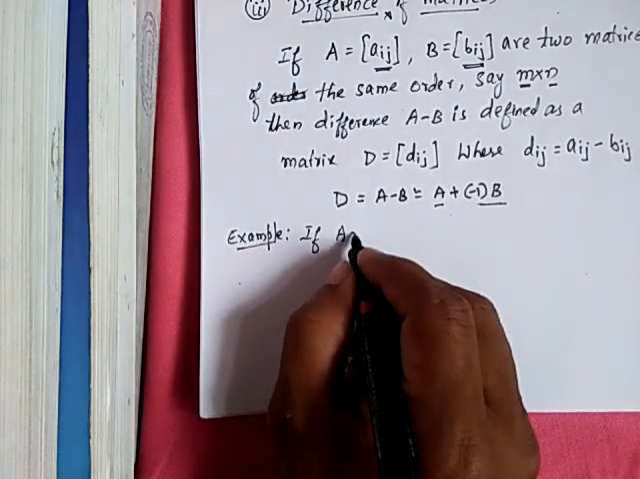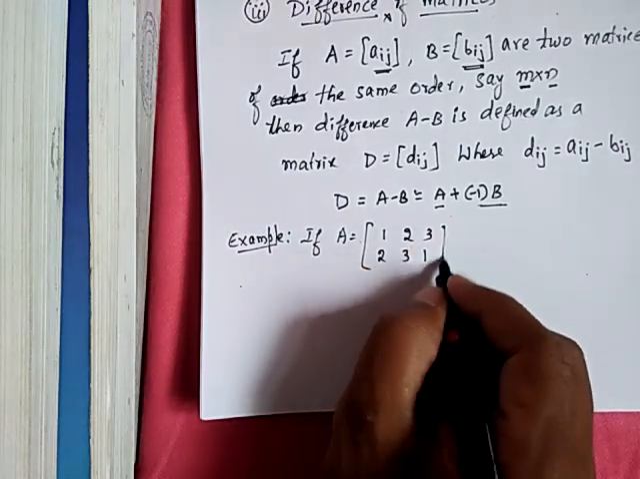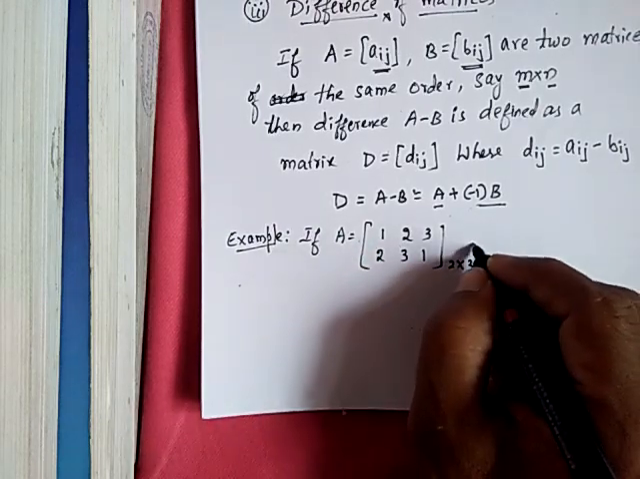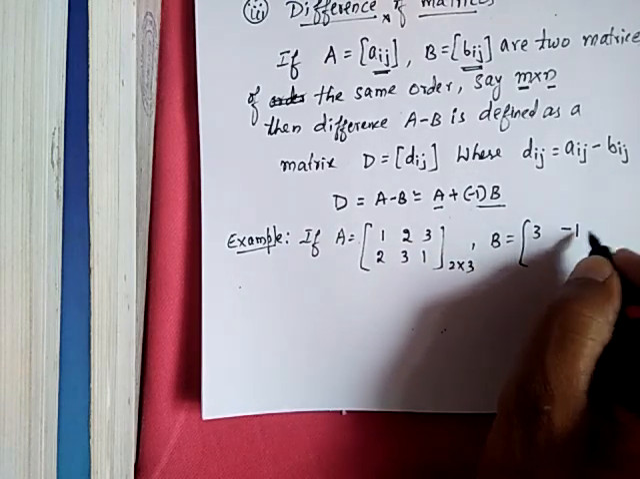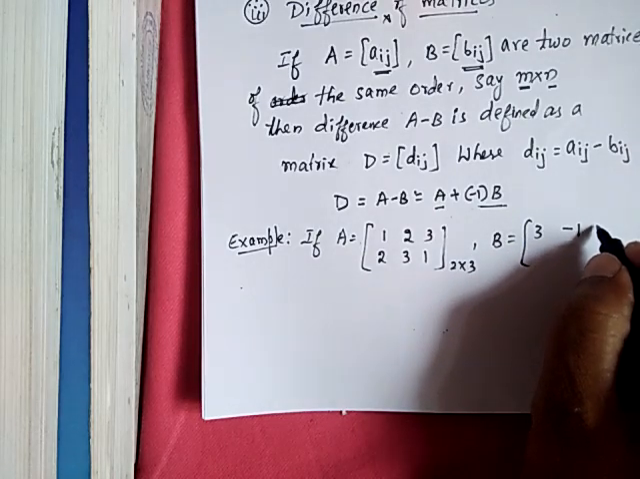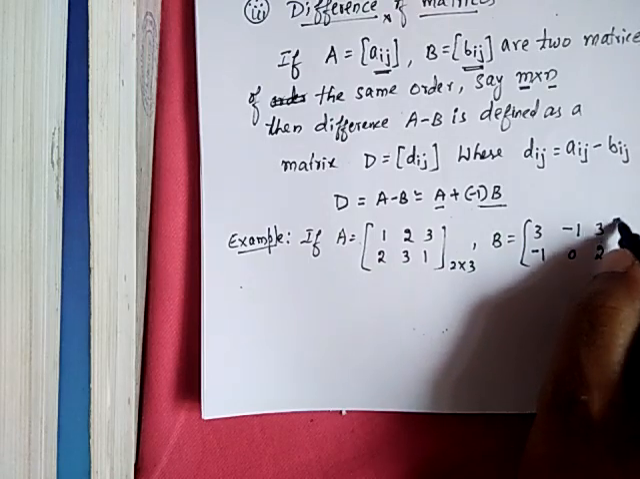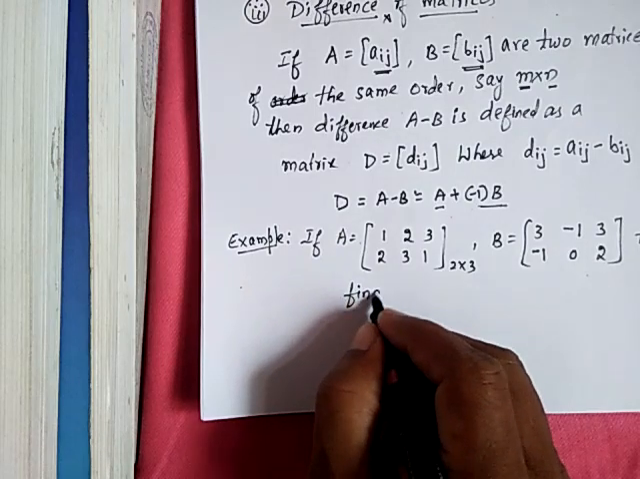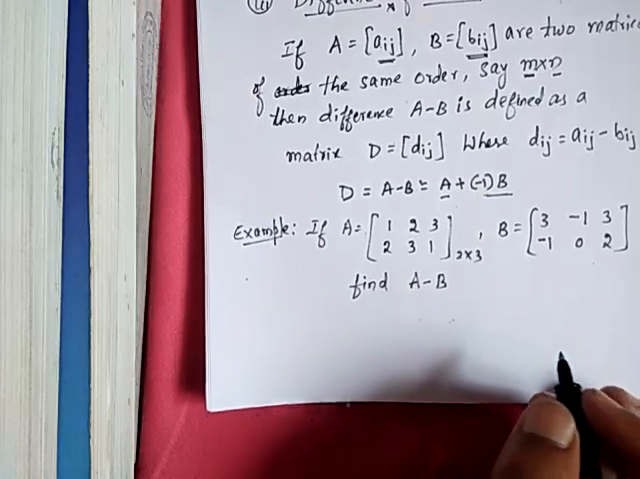So if A is equal to 1 2 3 2 3 1, what is the order? It is a 2 by 3 matrix, 2 rows and 3 columns. Then B is equal to 3 minus 1 minus 1 3 minus 1 0 2. Then find A minus B.